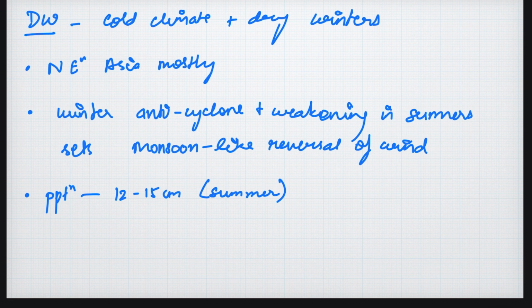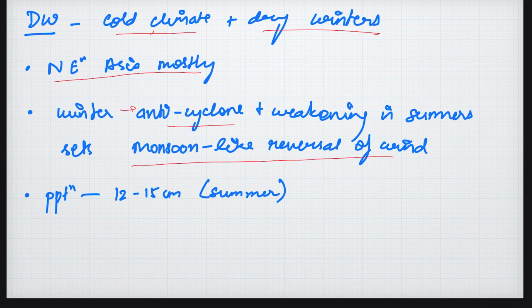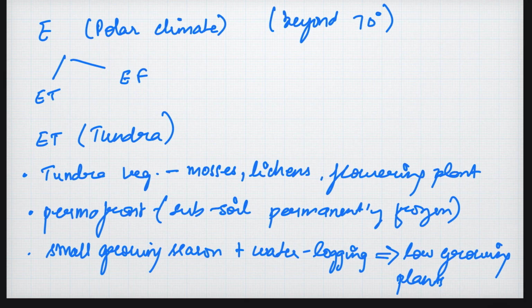DW type of climate. Now it is cold but dry winters. It is mainly found in northeastern Asia. In winters you have anticyclonic condition, and it weakens in the summers, which sets a monsoon-like reversal of wind. Here you have annual precipitation in the range of 15 centimeter, and mostly it is received in summers.